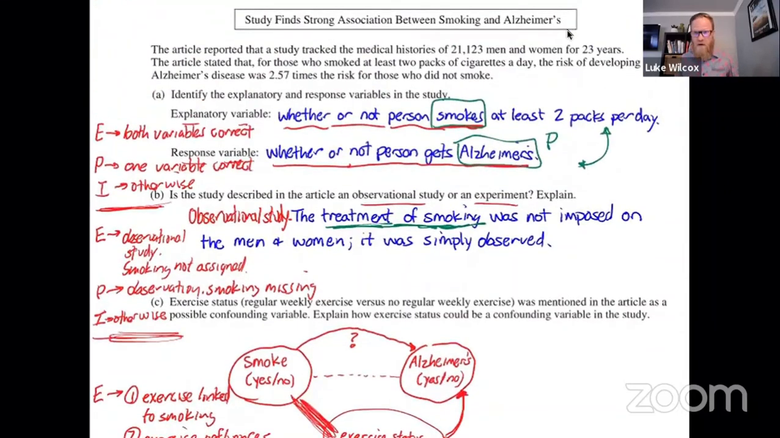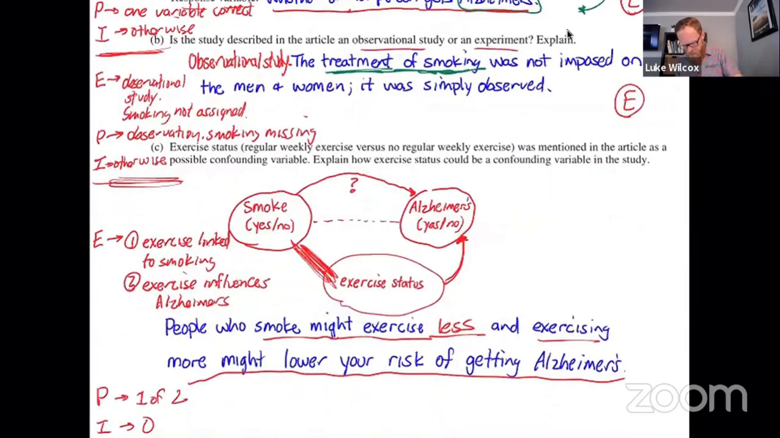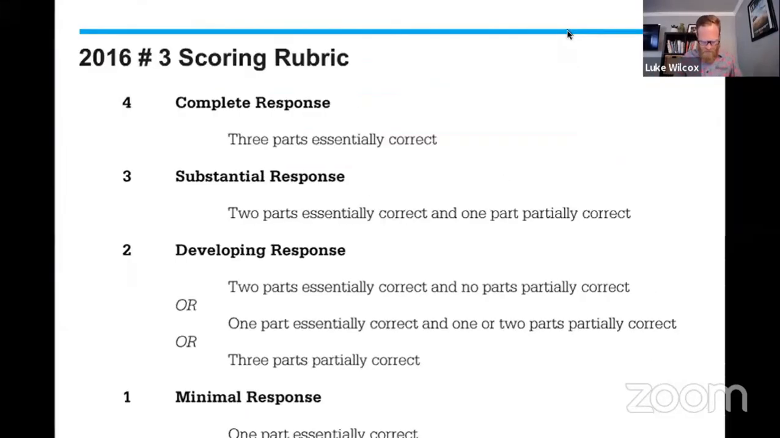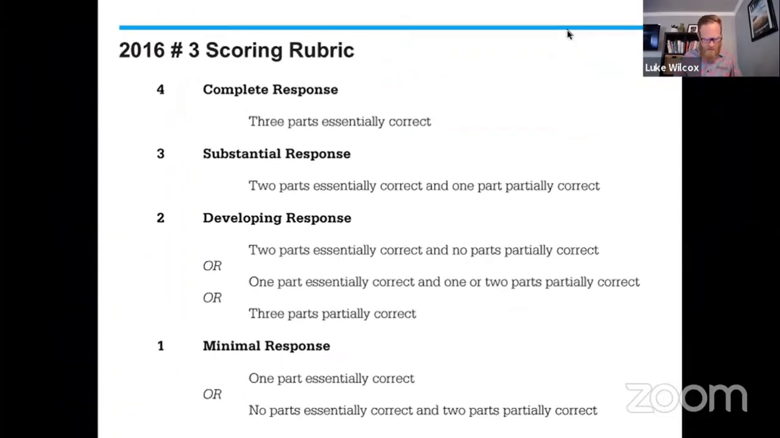So after a few corrections on this one, it appears that we have an E now, and an E, and an E. And we can now turn that into a score out of 4. And this rubric is going to look the same as the one that we just went over, right? In order to get a 4, you got to have all 3 parts essentially correct. 3 would be 2 essentially correct and 1 partial. Several different ways of getting a 2 out of 4. Several different ways of getting a 1 out of 4. And of course, there is the possibility of getting 0 out of 4.